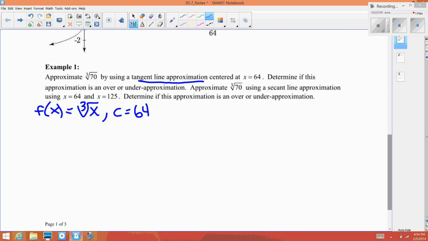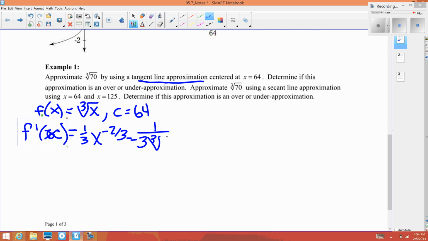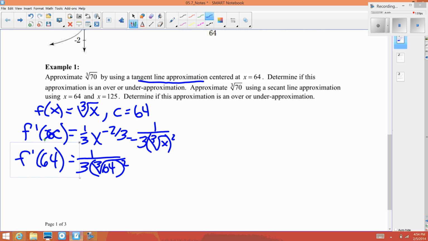All right, and so to find the tangent line, we're going to do f prime. We need a slope and a point. So that would be 1/3 x to the negative 2/3. Or I could write this as 1 over 3 times the cube root of x squared. So f prime of 64, our slope at that point, will be 1 over 3 times the cube root of 64, which is 4, squared. So 1 over 3 times 16, which would be 1 over 48. That's our slope.